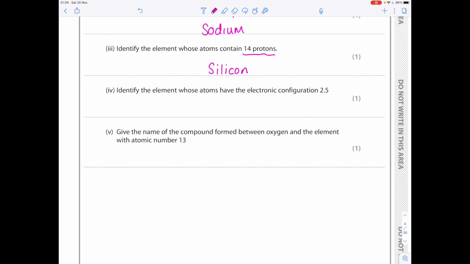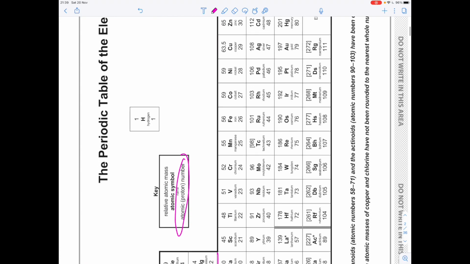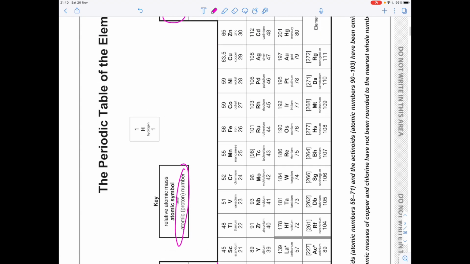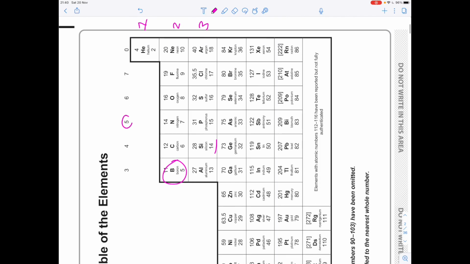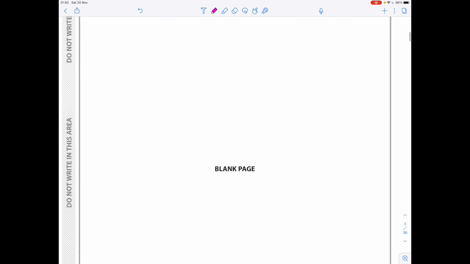Identify the element whose atoms have the electronic configuration 2,5. So that means you want an element in period 2 because it has 2 electron shells and 5 electrons in the outer shell. So we're zooming in on group 5, period 2, which means it's nitrogen.